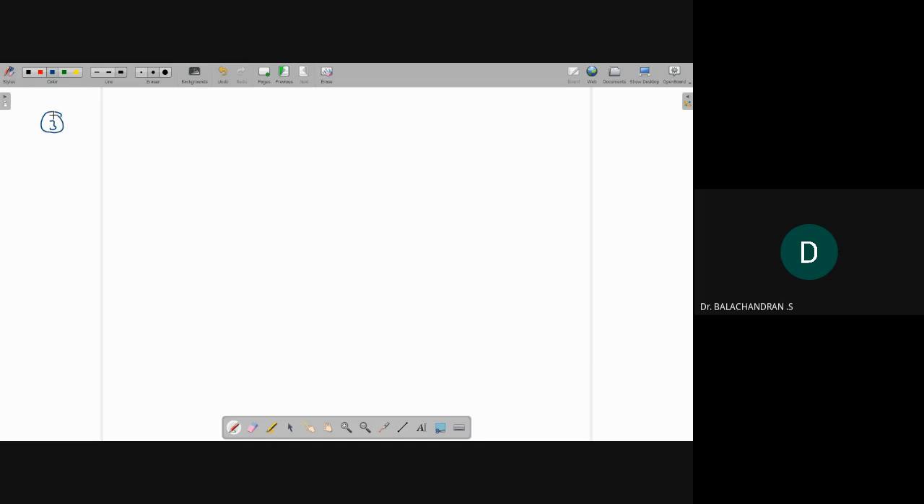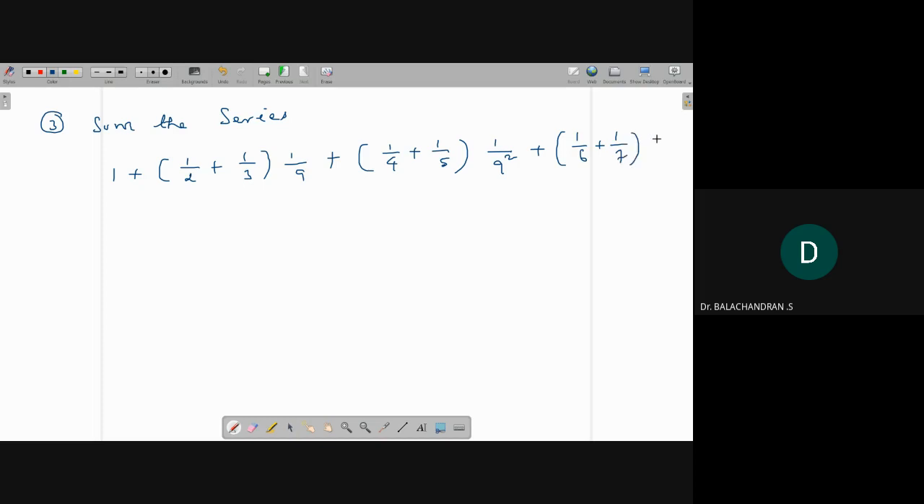Problem number three, sum the series. If you want to try, you can try, but I will do it tomorrow. 1 plus (1 by 2 plus 1 by 3) into 1 by 9 plus (1 by 4 plus 1 by 5) into 1 by 9 square plus (1 by 6 plus 1 by 7) into 1 by 9 cube plus and so on. So the final answer is log 3. Answer for this problem is log 3.